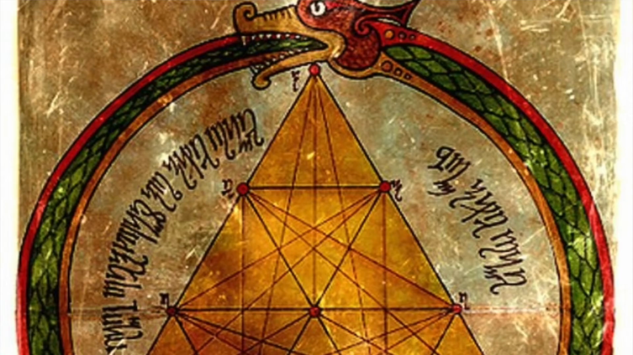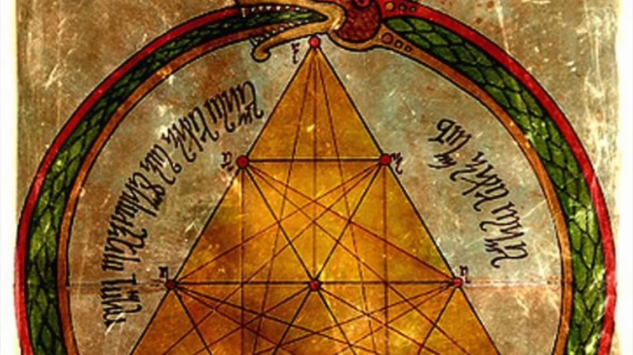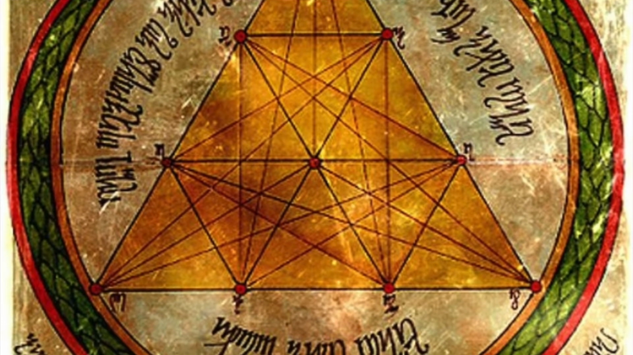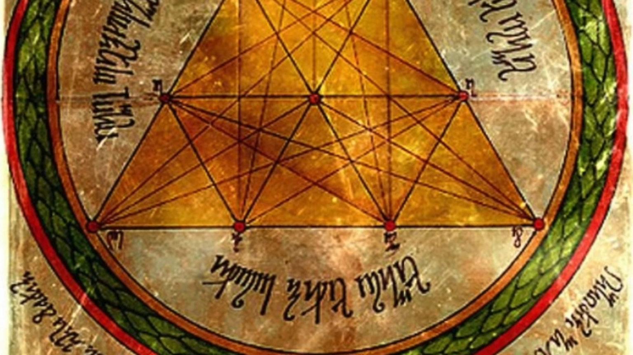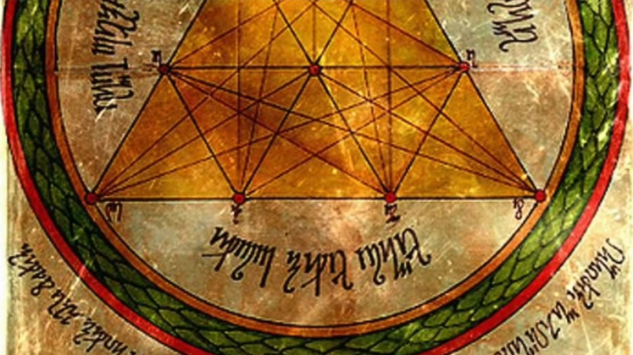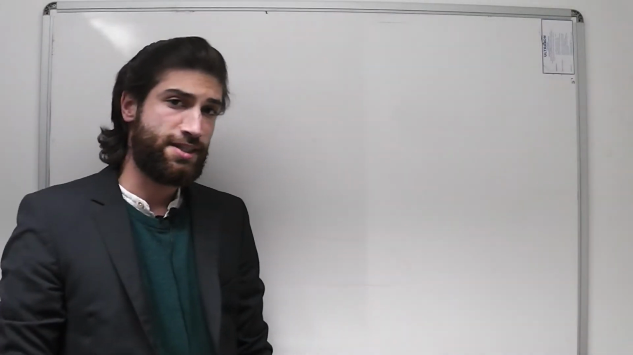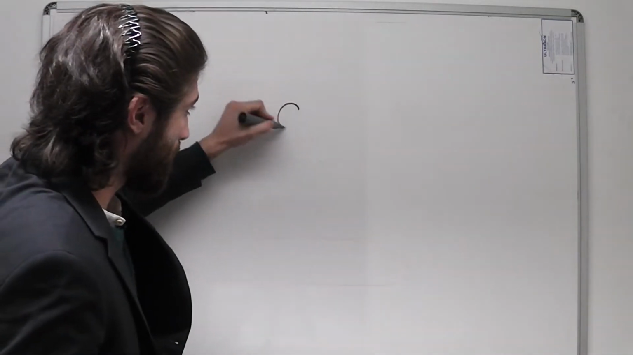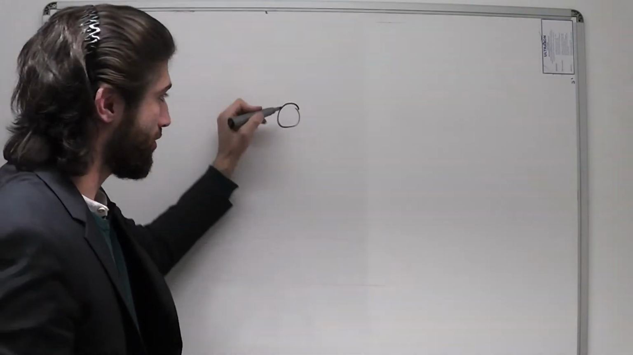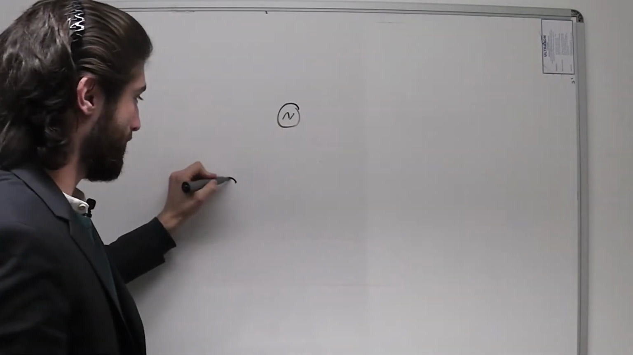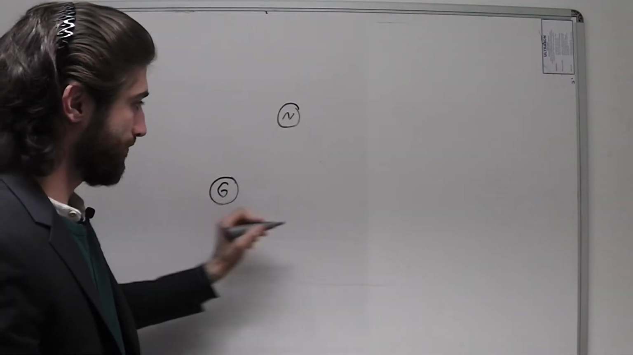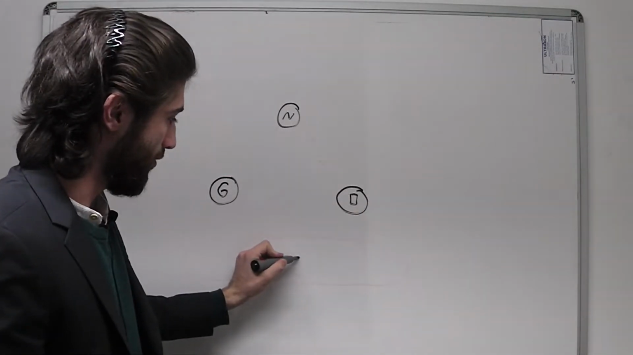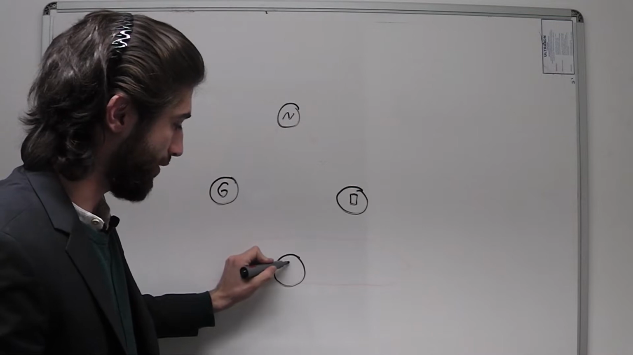Continuing, we have the quaternity of the 4 elements. On one hand, we got water. Second, we got air. Third, we got earth. And fourth, we've got fire.